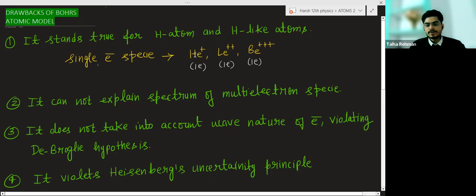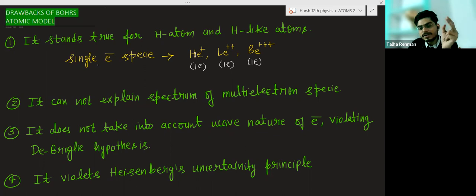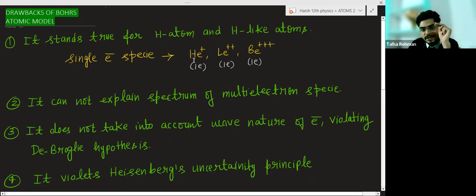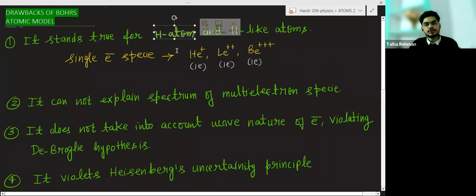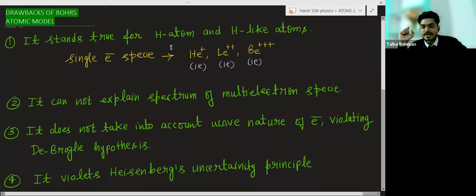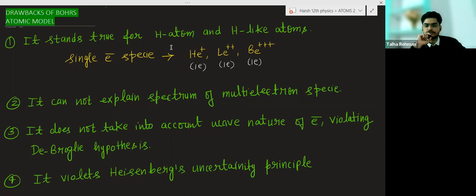For example, helium, atomic number 2. So in helium, number of electrons will be 2. But when you remove one electron, it will become He plus, and He plus will have only one electron. Similarly, lithium 2 positive and beryllium 3 positive having one electron. So on these species, the Bohr's model is true, and for hydrogen also the Bohr's model is true. When you apply it for iron, or any other species having multiple electrons, it is not valid.